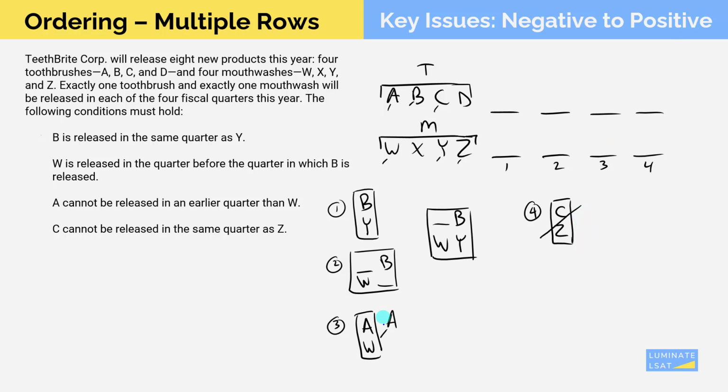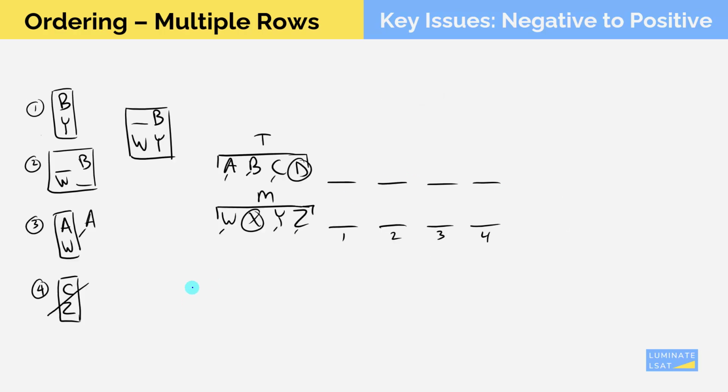That's actually what we did with rule number 3, which started off by saying what's not allowed, A cannot be released earlier than W, but it's much more useful to think about that relationship in terms of what is allowed, A is with W or after W. So let's think about this rule more when we start making inferences. Now before we move on, I do want to note that letter D and letter X are free agent variables, and now we're ready to make some inferences.